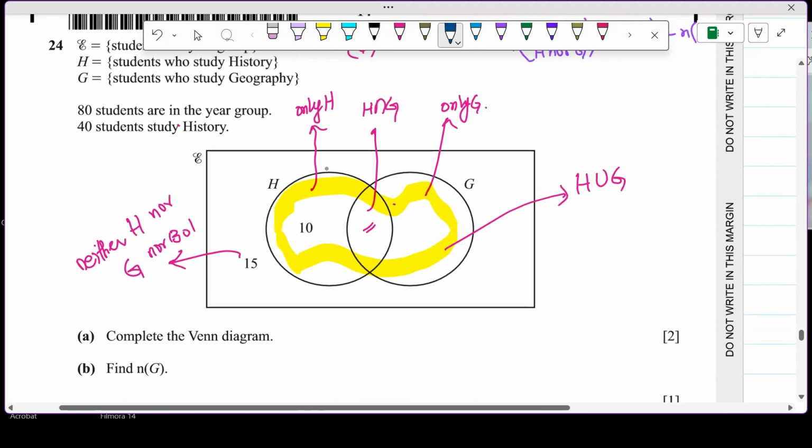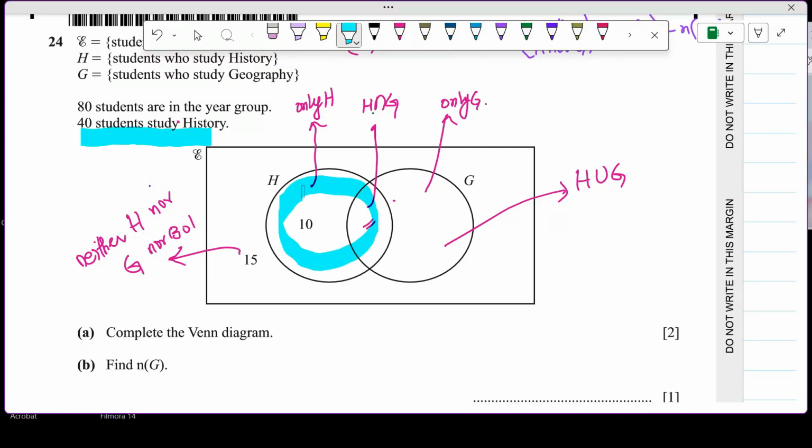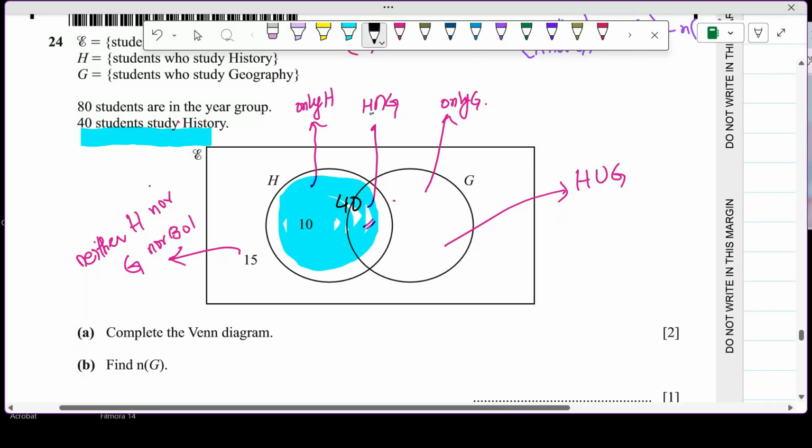Complete the Venn diagram. It is given that 40 students study history, so this one is the history. So the total is 40, out of which 10 only study history. So the remaining 30 will be studying history and geography both. So we can say that 40 minus 10 is equal to 30. So this one is 30.